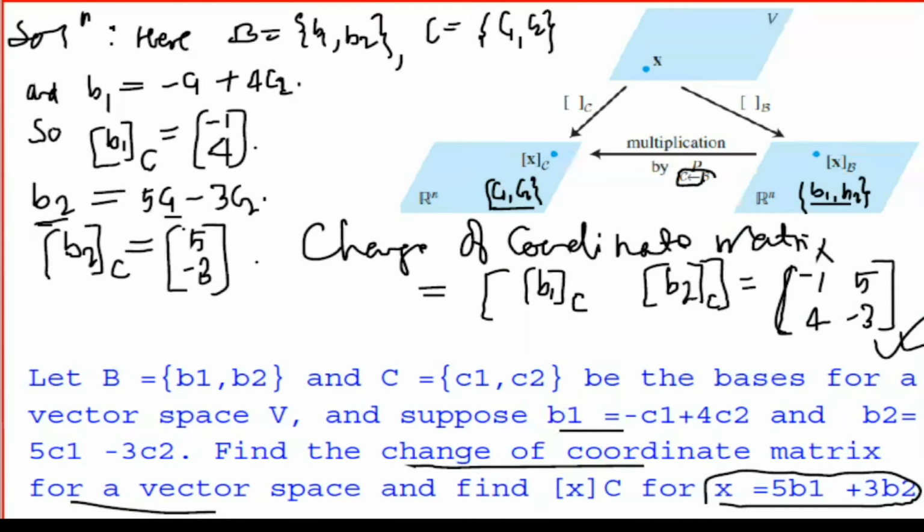And then we have to find XC, that means the C coordinate for X, where the vector X belongs to B. This can be written as a linear combination of the basis vectors B1 and B2. So we have to find the C coordinate for X.